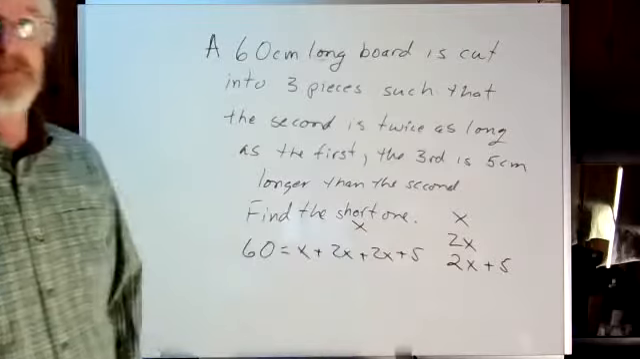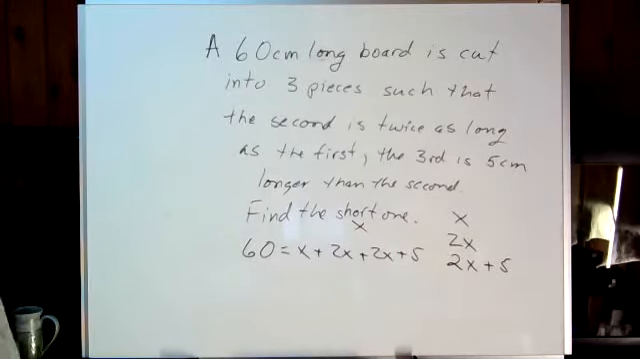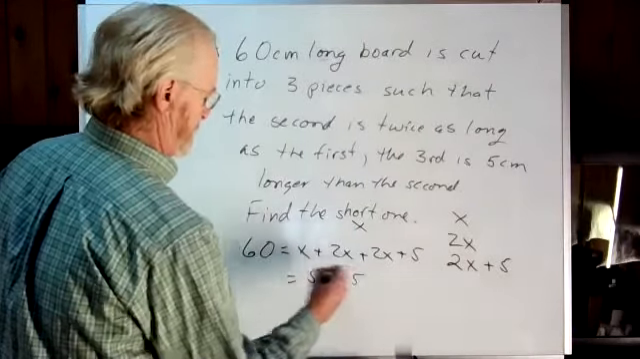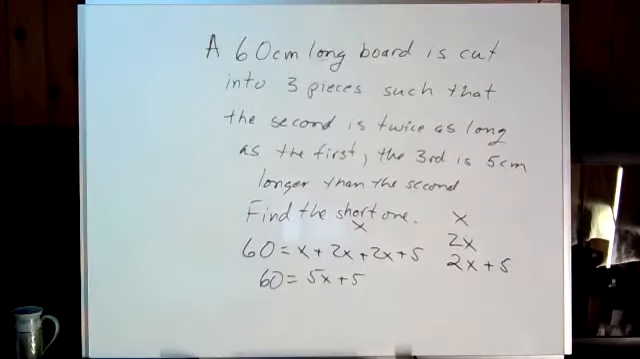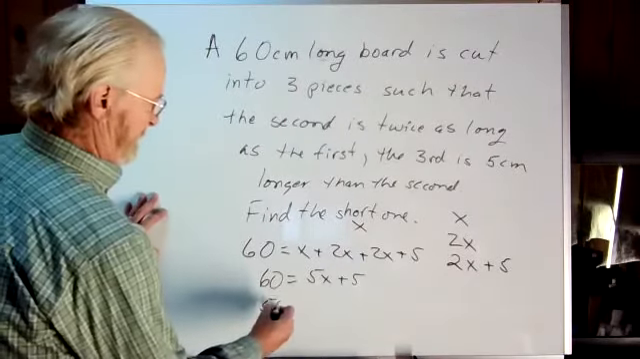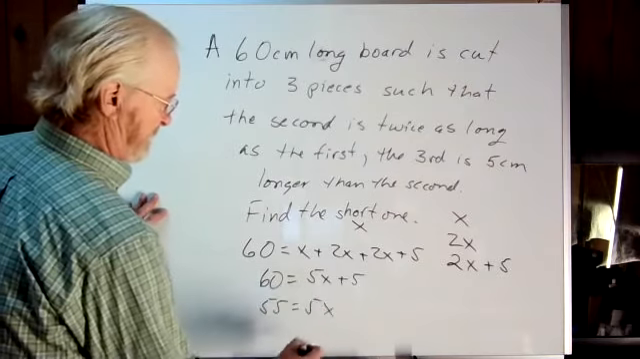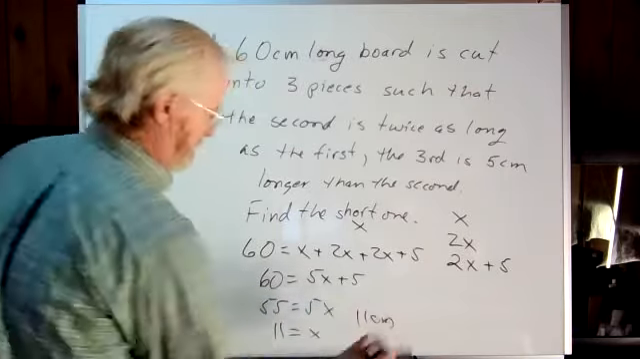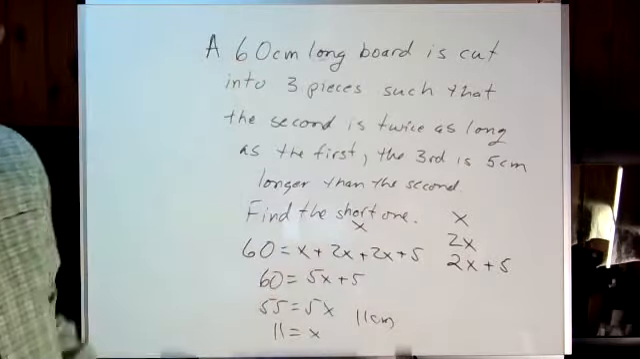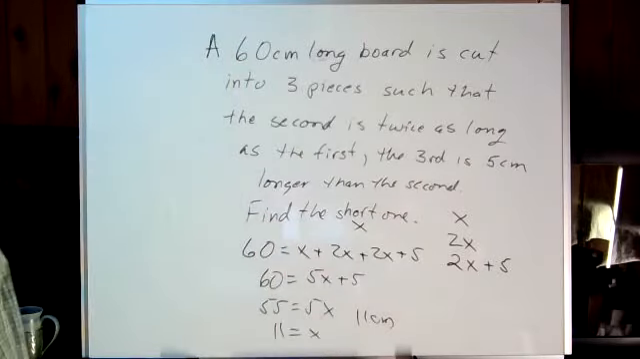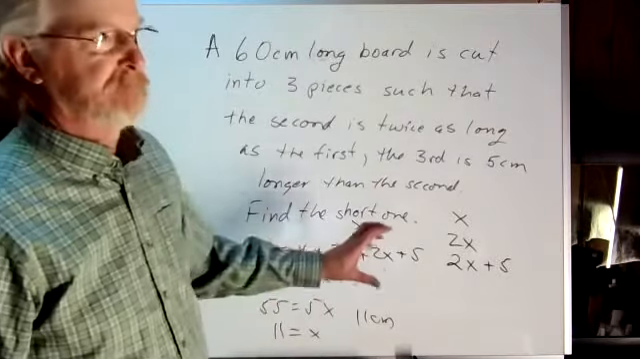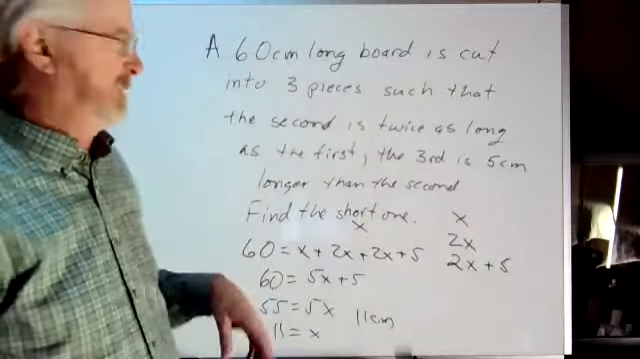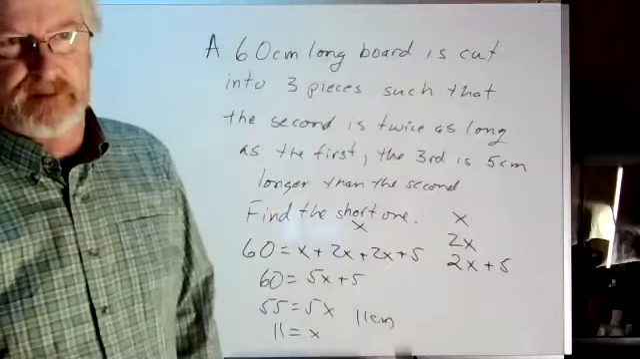All right, 1, 2, 3. Got a bunch of x's to put together and solve from there. 1, 2, 3, 4, 5 x's. I subtract my 5 and get 55. 5x, and divide by the 5 and get, well, x is 11. 11 centimeters. The x is the short one, so that would be my answer there. So the chore in this problem is to come up with these different expressions, all in terms of one variable, that describe the relationship.